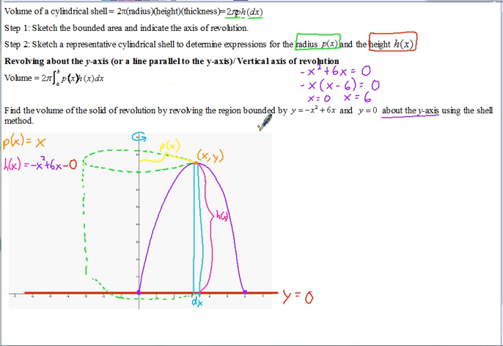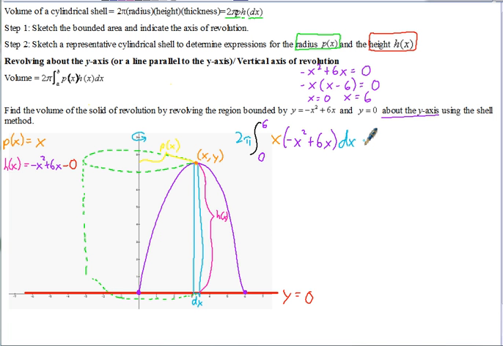So to find the volume, let's go ahead and set up the integral. The integral from the region here starts, the x-coordinate starts at 0, and stops over here at 6. So from 0 to 6, you have 2 pi on the outside for the shell method. And then you just have the radius p of x times the height, which is h of x. So just x is our radius p of x, and the height was negative x squared plus 6x times the thickness dx, turns it into volume. So we just have to integrate this.